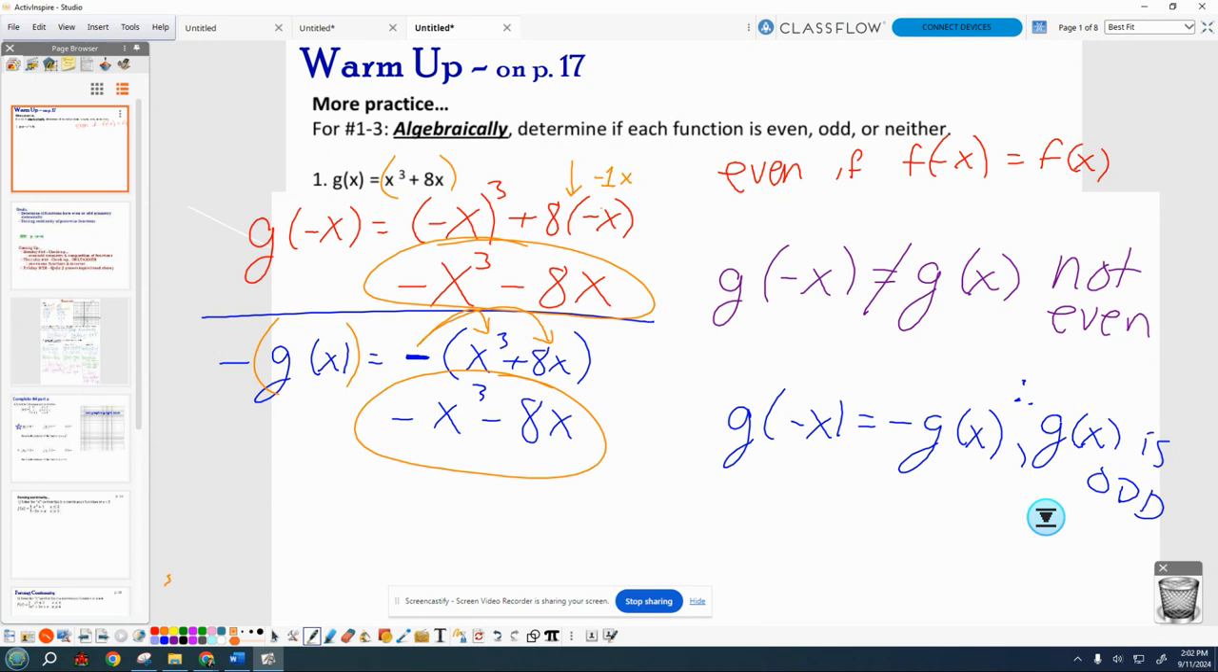So it doesn't have to be the same as the original one? For it to be odd, this is what needs to be true, is these guys. For it to be even, it's different. Okay, let's look at the next example on this page.